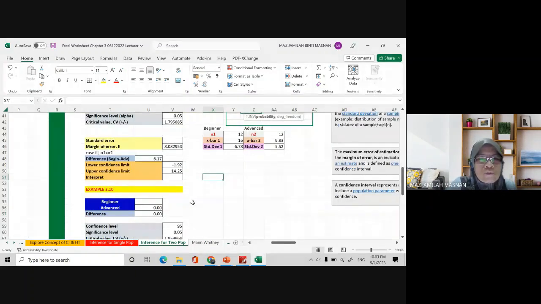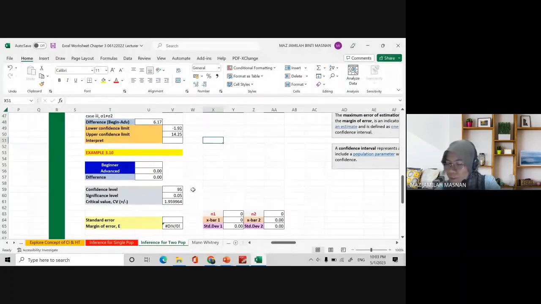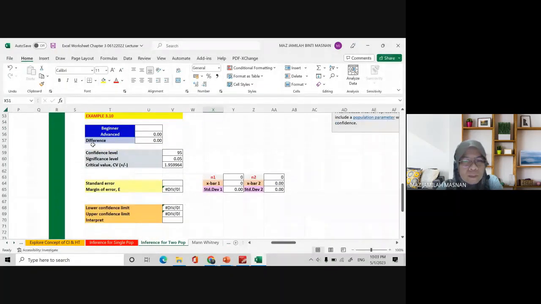Let's say we do, for example, example 310. We have another few minutes, so let's use example 310. Example 310 would be a bit easier for you because everything has been done in the class.